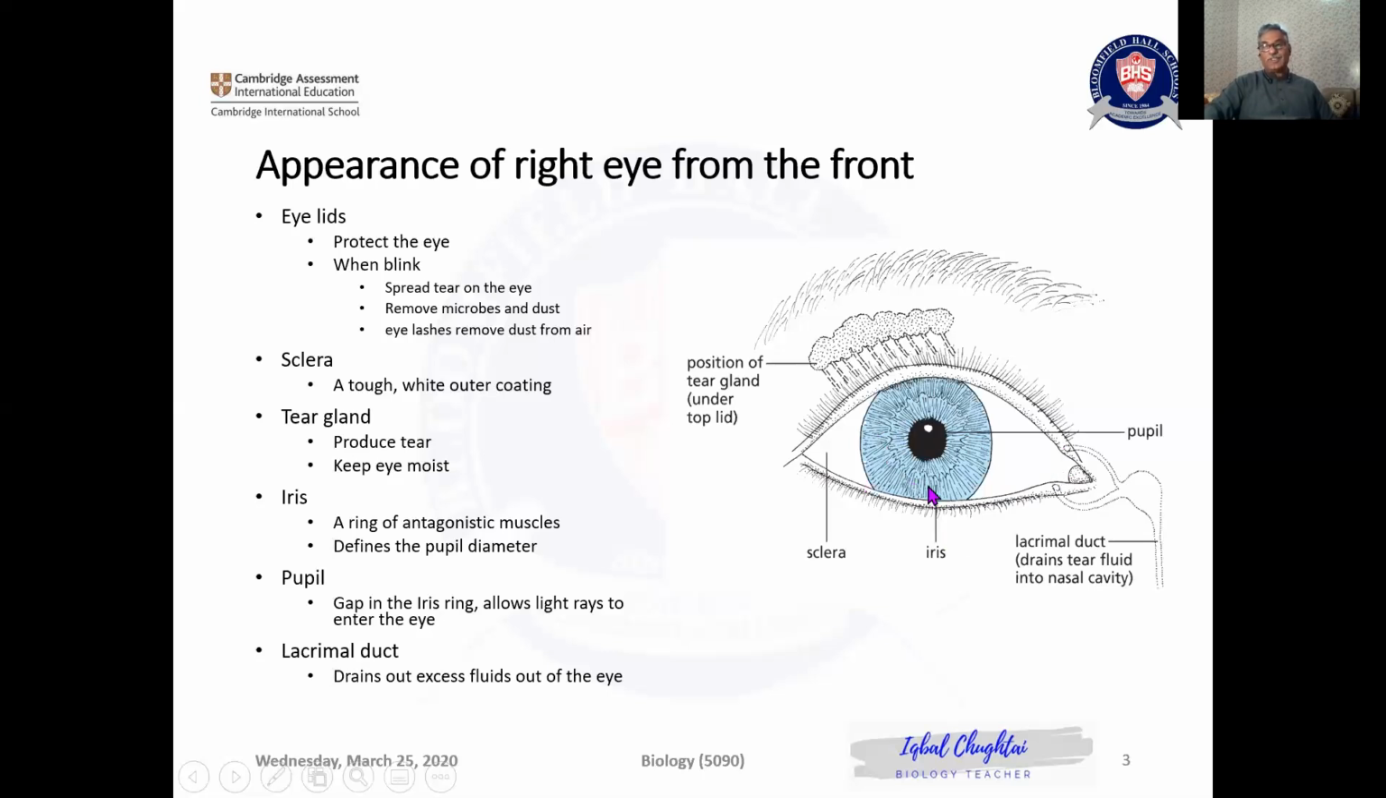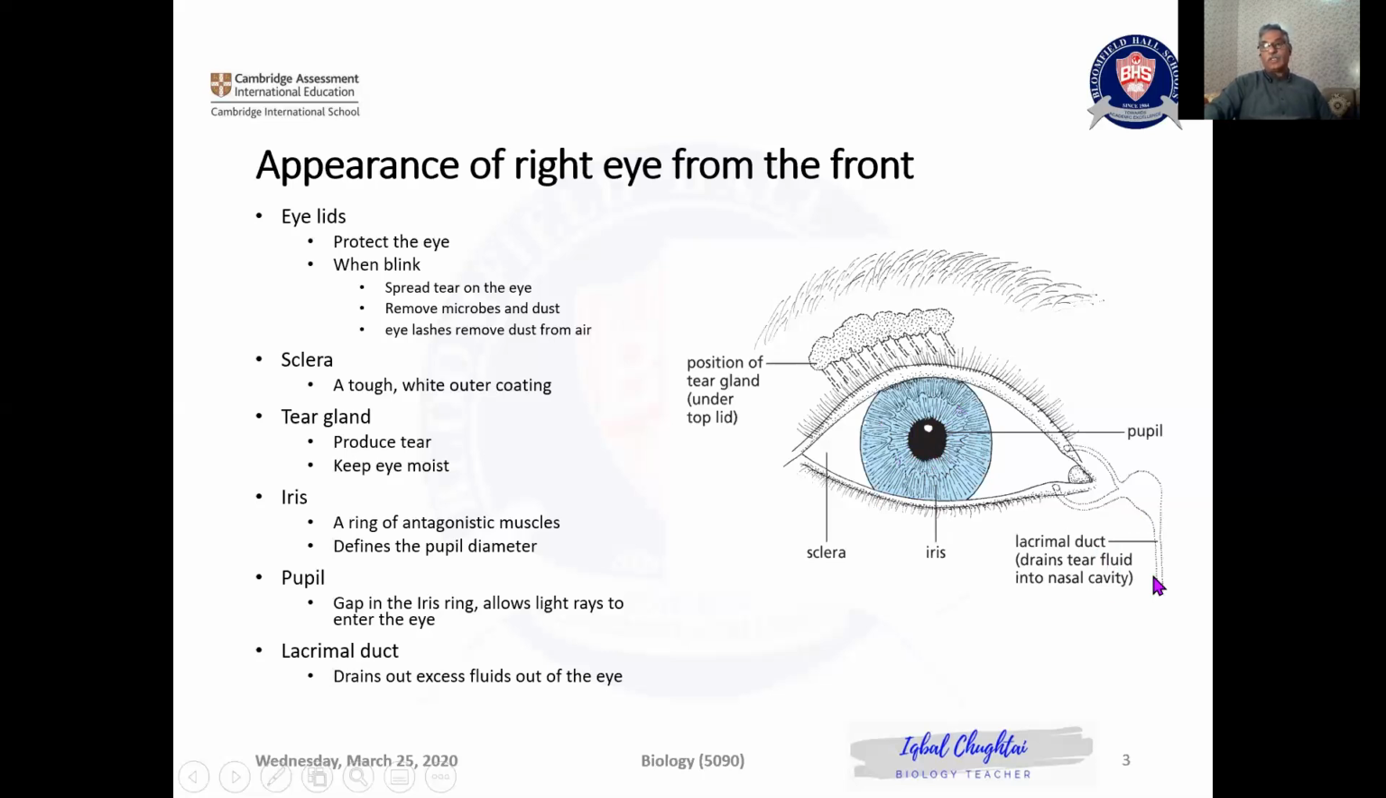This part is known as the iris. The iris is a circular band of muscles, and these are antagonistic muscles consisting of radial and circular muscles. These iris muscles are responsible for defining the diameter of the pupil. The pupil is not a structure, it's simply a gap between the iris muscles, and it is the region through which reflected light rays enter the eye.